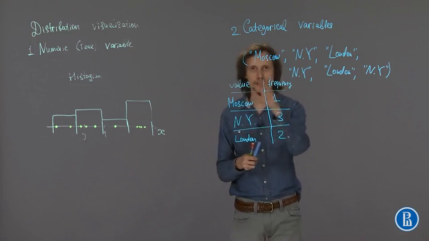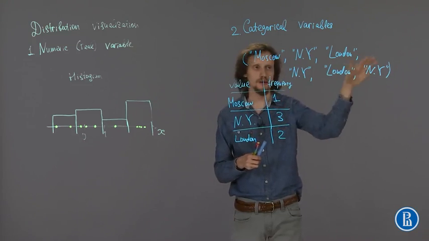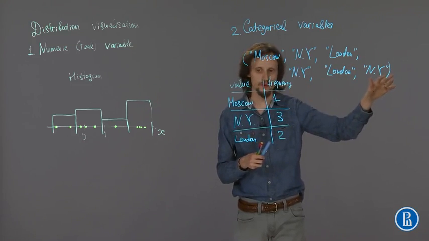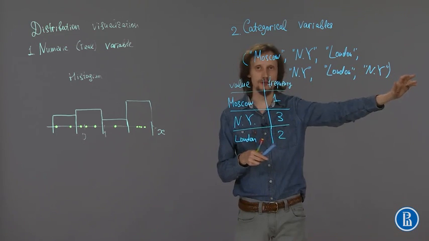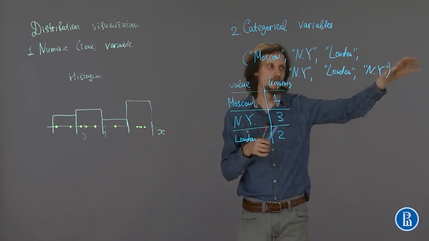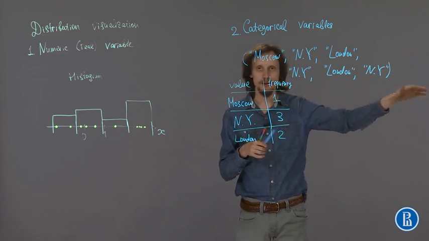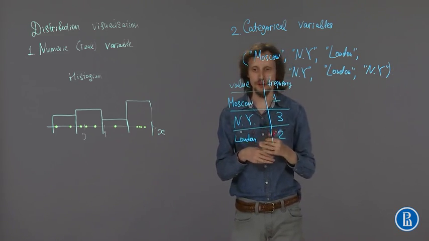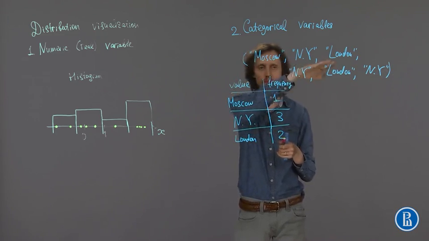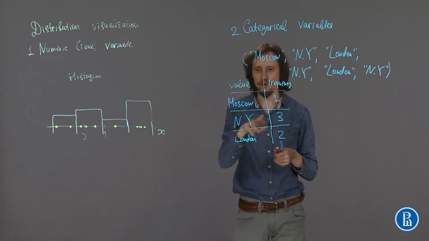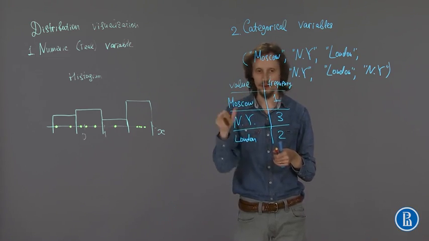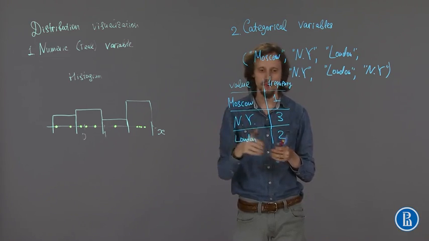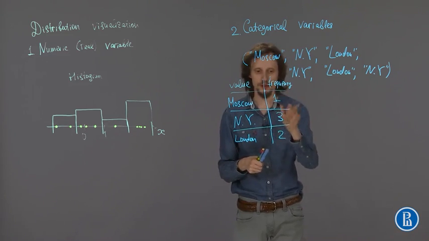This table effectively summarizes this series of values. For example, if we increase the size of this series, if we add a lot of items here, but the overall number of all possible values will be only limited to these 3 options, Moscow, New York, and London, the size of this table will be the same.